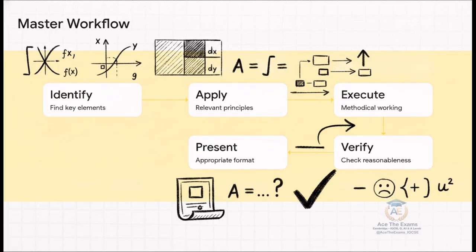Step 4. Verify results. Check for reasonableness here. I mean, if you're finding a physical area and your result comes out negative, you probably need to double-check if you subtracted the top curve from the bottom curve the right way around. Finally, Step 5. Present it in the appropriate format, making sure you use proper terminology and write units squared.